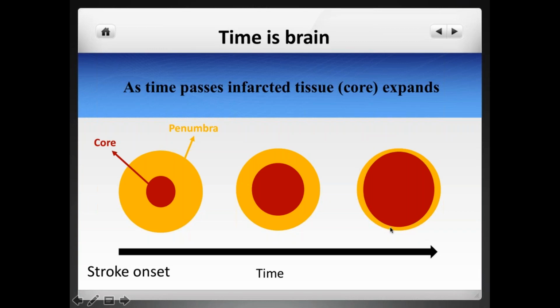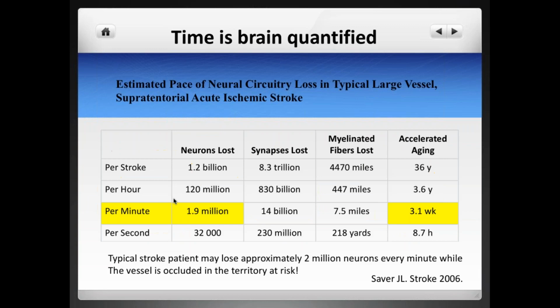So if you are here in this stage already, there's going to be very, very little tissue of the brain that you can save. Whereas if you catch the stroke very early on, like here, you're going to have a large amount of tissue that you can save. So that's the difference between the core of the infarct and the penumbra. And I'm going to talk a little bit about how we can image those two different tissues.